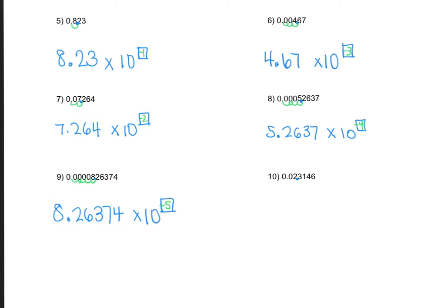Number 10, putting the decimal between the 2 and the 3 for 2.3146 times 10 to the what? Moving the decimal 1, 2, so it's negative 2, because I'm starting with that small number under 1.